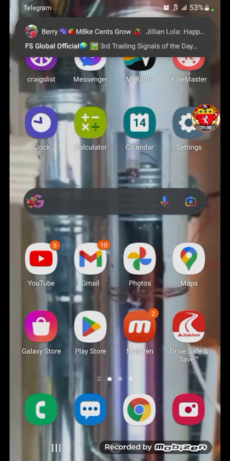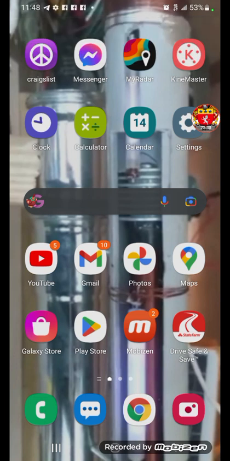So, and see that? We're getting a third signal for the day. We had 3 yesterday. We're getting a third today again. So it's usually only 2 signals. So we're going to be making some extra money this week, looks like.